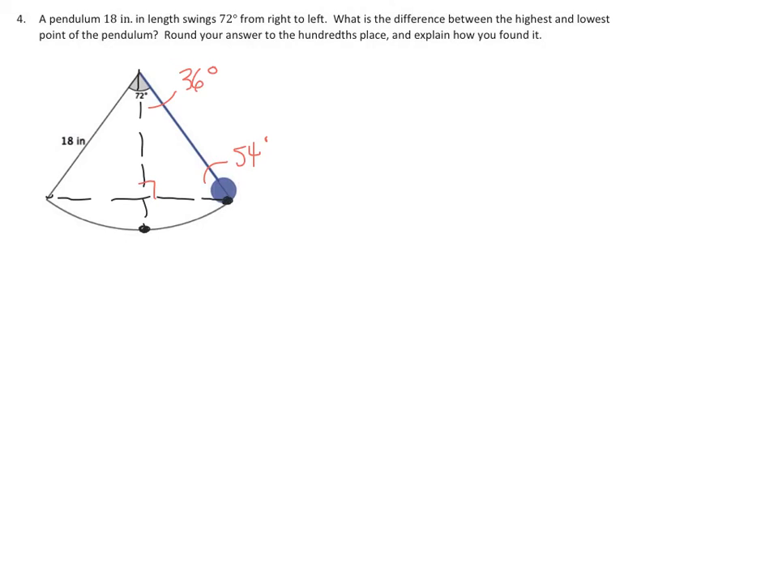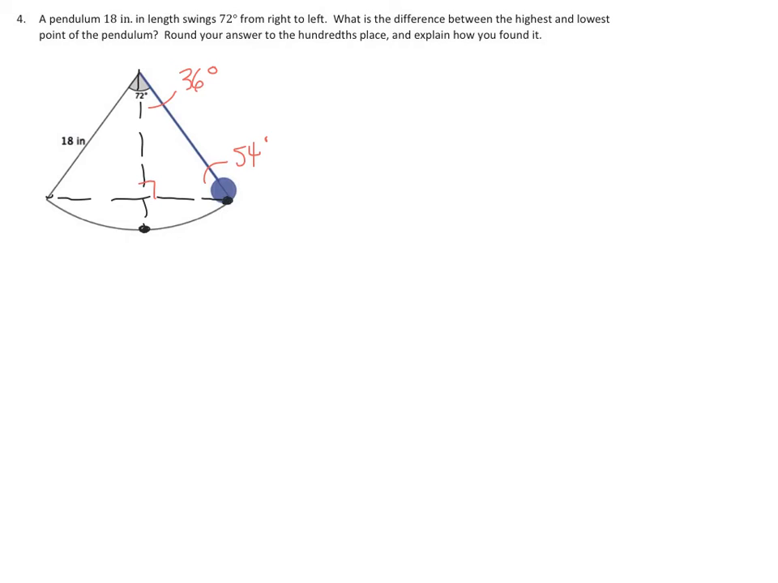So at the bottom of a swing, when it's down here, the pendulum is perpendicular to the ground, and it bisects the 72-degree angle. So the pendulum currently forms an angle of 36 degrees with the vertical, because it split it in half. Then by the triangle sum theorem, this angle right here would be 54, because we've got this perpendicular angle here.